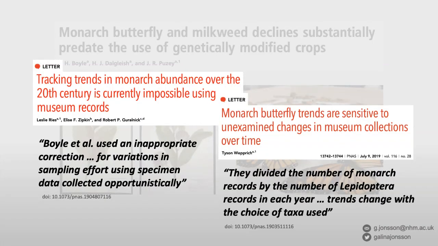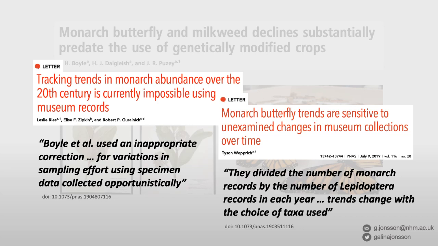Yeah, and as you can see, received some criticism. One with the quite discouraging title, "Tracking Trends in Monarch Abundance Over the 20th Century is Currently Impossible Using Museum Records." They said that the correction for variation in sampling effort was inappropriate. And another critic agreed that the correction method was inappropriate.